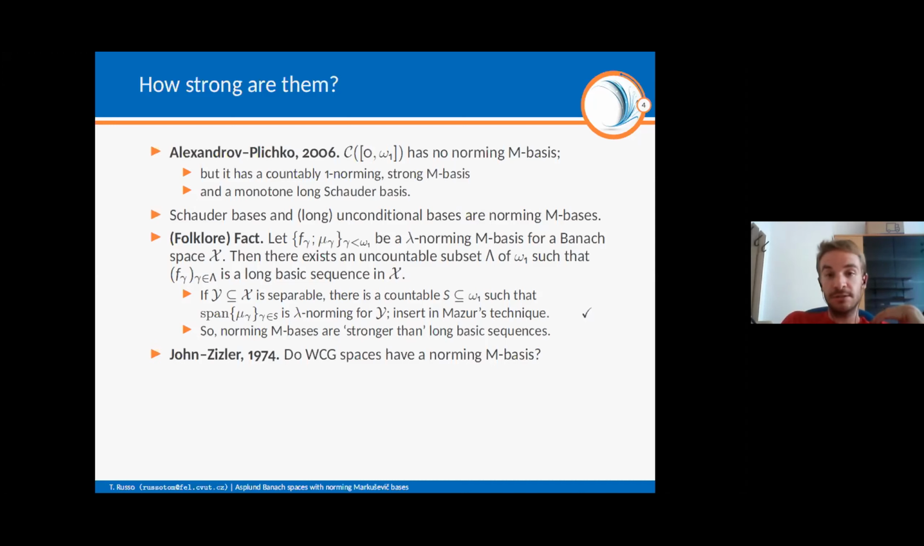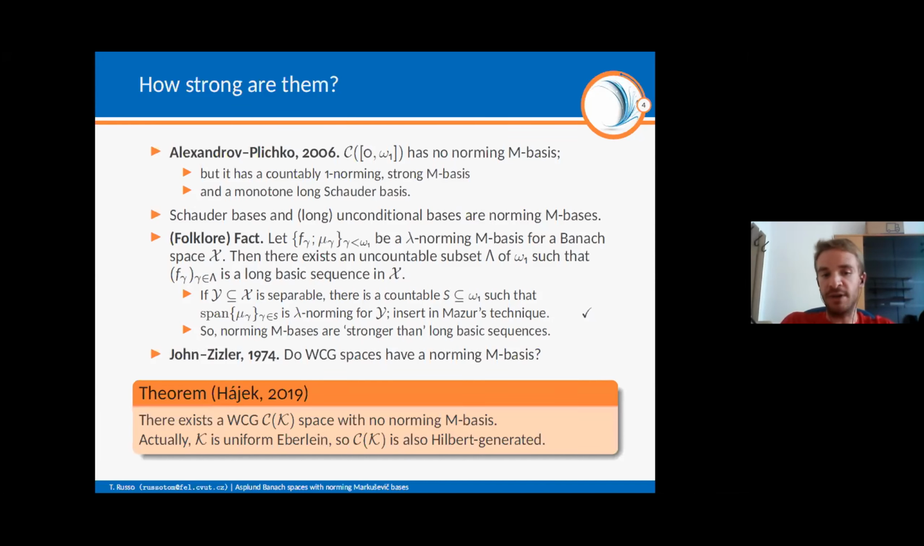And of course, concerning this direction of results, I have to mention perhaps the most famous open problem concerning norming bases, which was asked by John and Zizler in 1974, namely whether every WCG Banach space admits a norming Markuševič basis. This, of course, is a natural question concerning the strength of the concept of norming Markuševič basis. I mentioned that this was an open problem for almost 50 years, but it was solved by Hájek in the negative 1 year ago by constructing a C(K) space which is weakly compactly generated and which does not have any norming Markuševič basis.